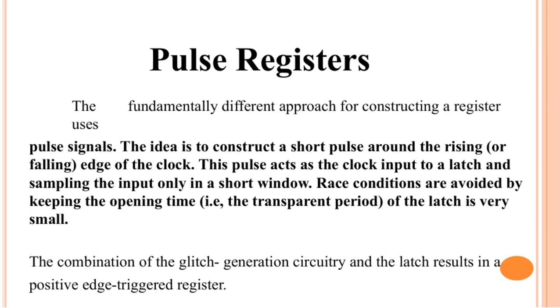The circuit that combines the pulse generation with the latch creates what's known as a positive edge-triggered register. The diagram, referred to here as Figure B, illustrates how you can intentionally create this short glitch or pulse on every rising edge of the clock, enabling precise timing for the register operation.